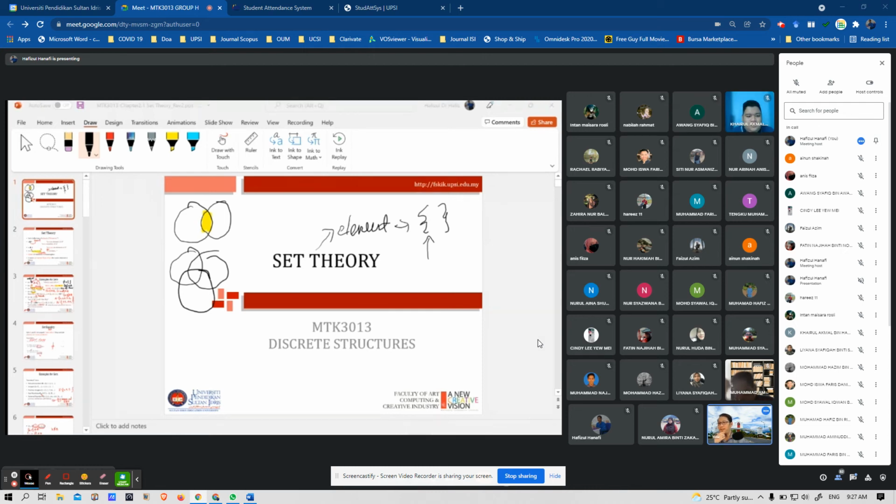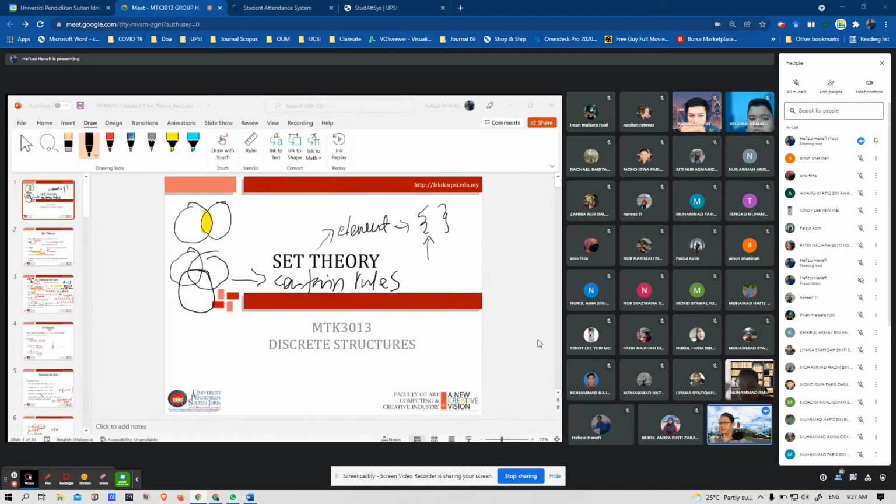You need to have the distinguishable objects, and then it pertains to certain rules. We are assigning a certain rule, the rules for the set. And then set theory forms the basis of several other fields of study like counting theory, relations, graph theory, and finite state machines. This one is the definition.